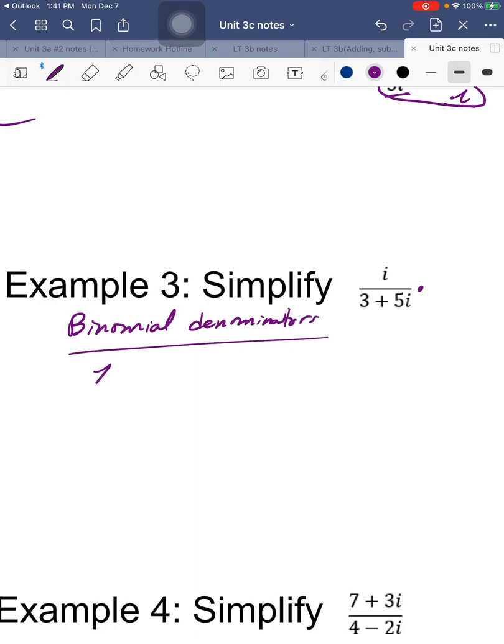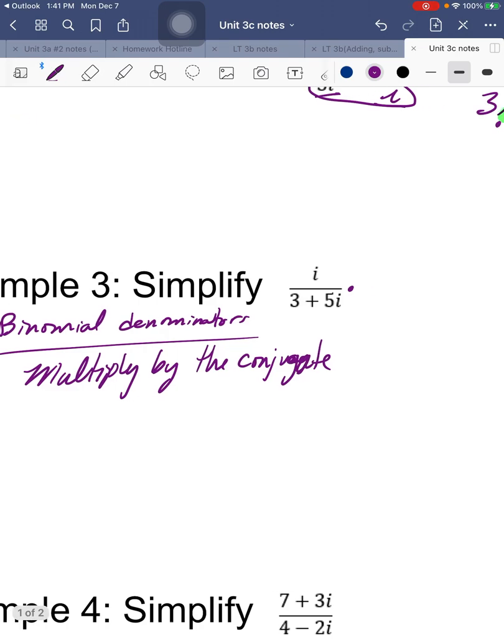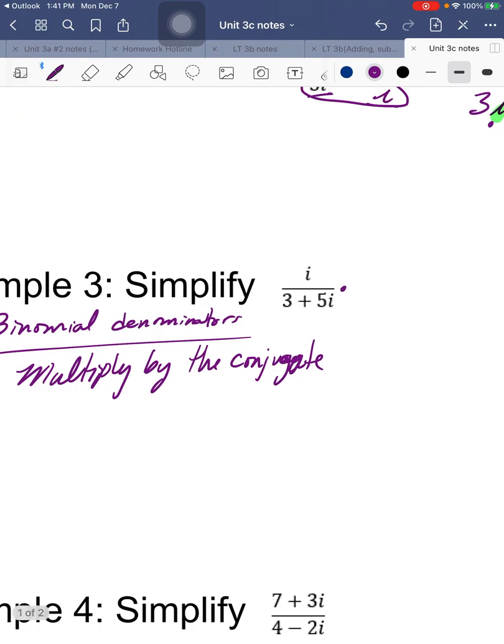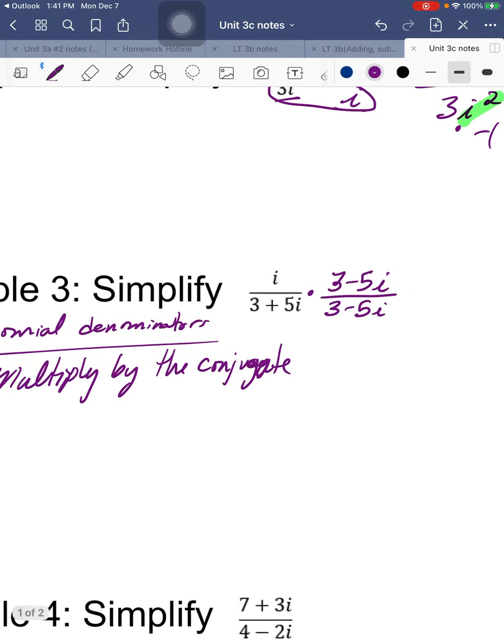And you might be like, whoa, that's not spelled right. Sorry. Conjugate. Conjugate is you're really just switching the sign of the imaginary. So it's 3 plus 5i. The conjugate will be 3 minus 5i. So you're multiplying by 3 minus 5i over 3 minus 5i.